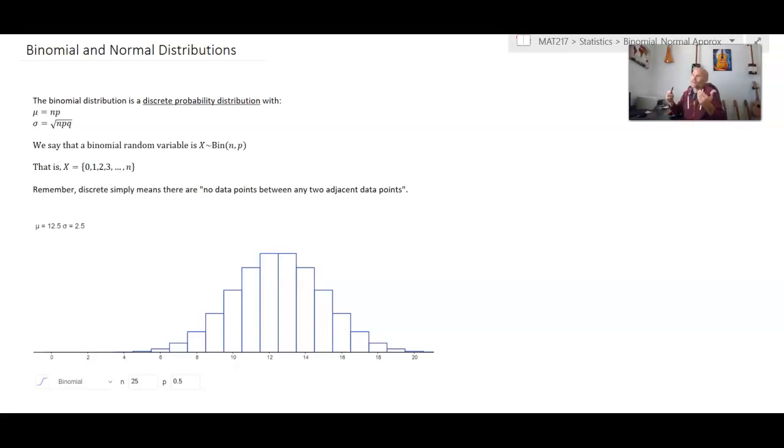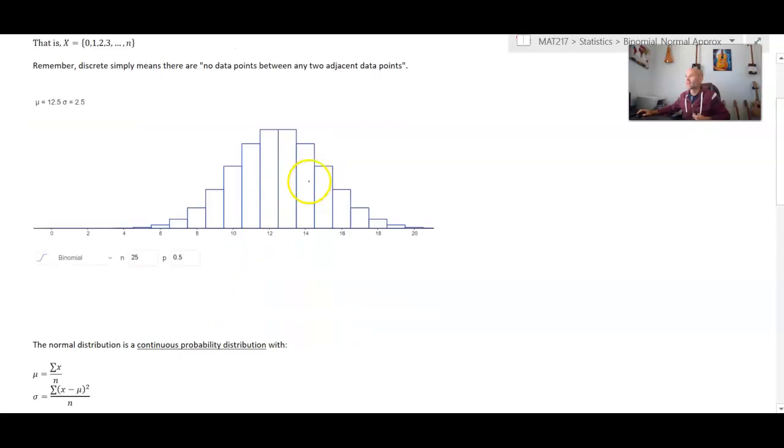We may or may not have noticed that when we looked at binomial distributions and compared them to normal distributions, we may have seen some similarities. In fact, before we dig into this, here's a binomial distribution with n equals 25 and p equals 0.5.